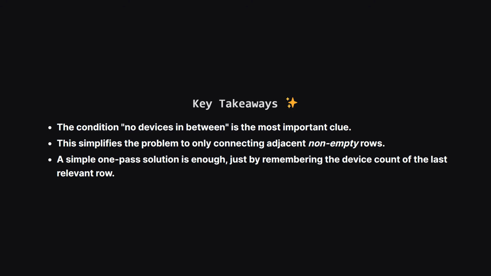So let's wrap it up. The big takeaway here is to always look for problem constraints that can simplify your logic. That no devices in between rule was the key that turned a potentially complex problem into a simple, single pass. All we had to do was keep track of the last row we saw with devices, and the solution became clear.